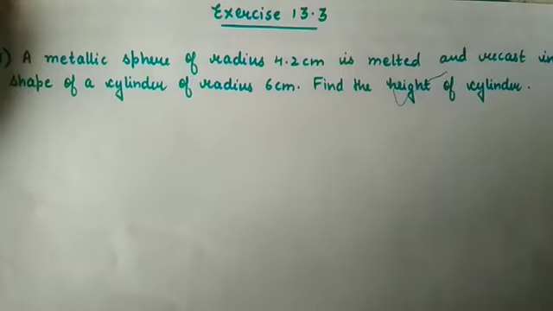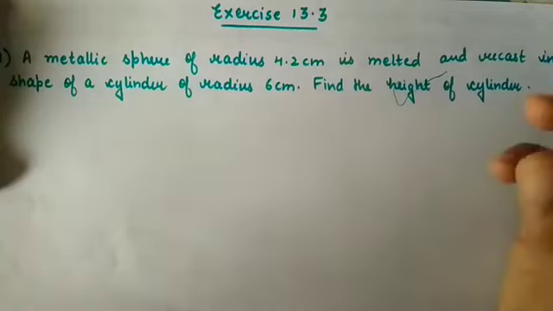Hello everyone. In this video we are going to discuss exercise 13.3. So let us start with the first question. A metallic sphere of radius 4.2 is melted and recast into the shape of a cylinder of radius 6 cm, and we have to find the height of the cylinder.